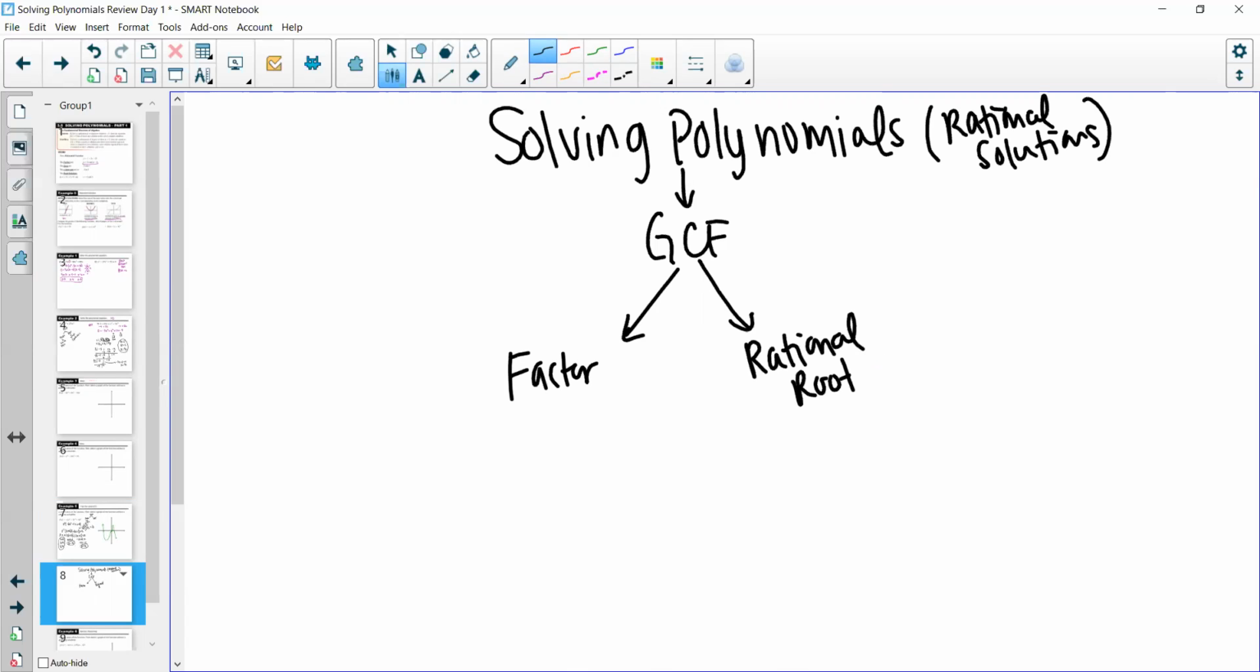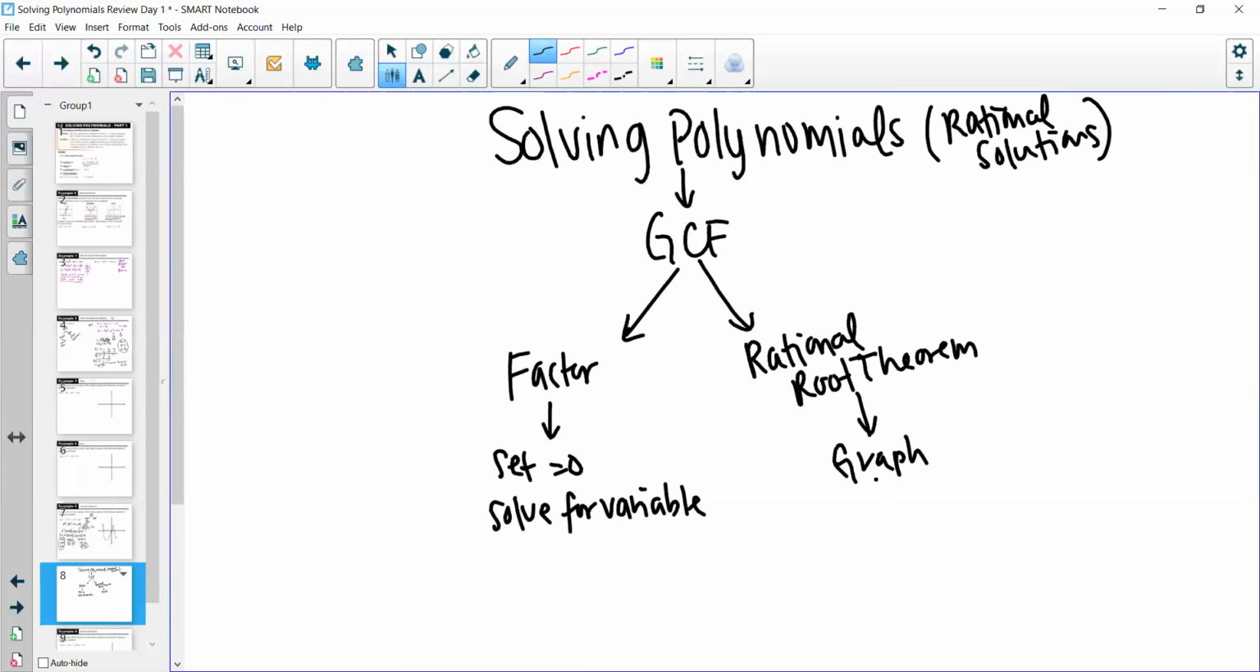And remember that the rational root theorem says that all of the rational roots can be found based on the ratio of the last coefficient and the first coefficient. So if we're factoring, we are going to factor it out, set each piece equal to 0, and solve for the variable. If we are doing the rational root theorem, then we will graph it, and then use synthetic division to verify our answers. And remember, when we do that, our remainder needs to be 0 every time. That's how we verify those solutions there.